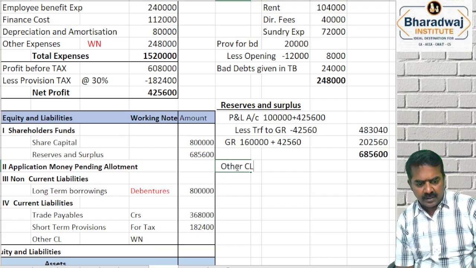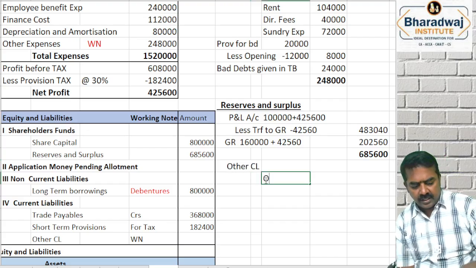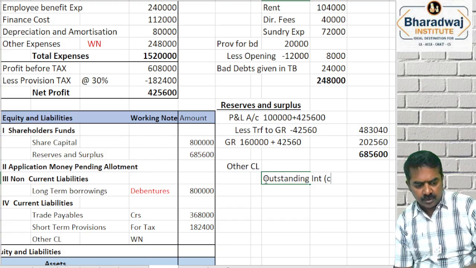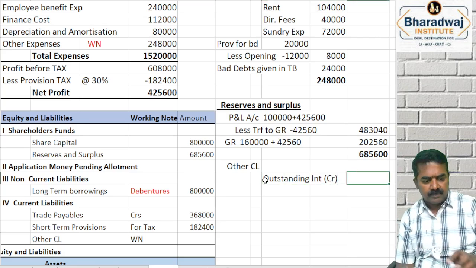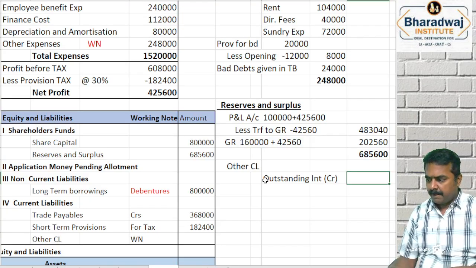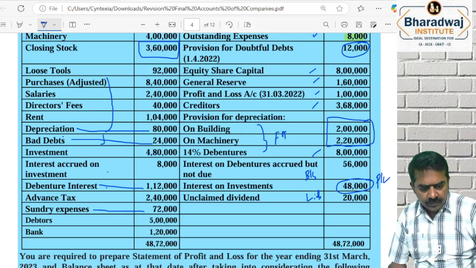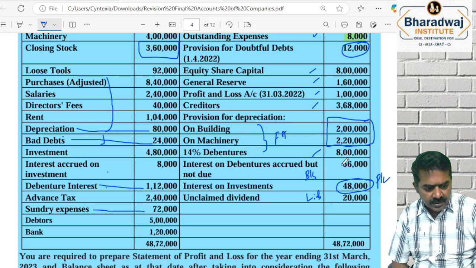What all will come under other current liabilities? That outstanding interest. Look at the credit side where they would have given it. What is given on the debit side is accrued interest, which is an asset. Outstanding interest will be on the credit side. How much? This 56,000.